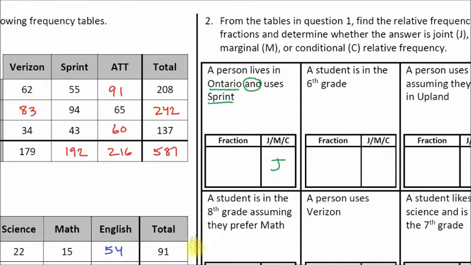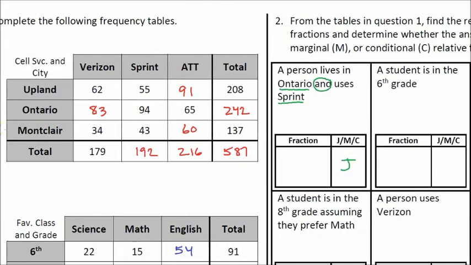So here is Ontario. Here are the people who are from Ontario and use Sprint. That's 94. So our fraction is going to be 94 over the entire number of participants in the survey. 94 divided by 587. Let's take a look at the next one.